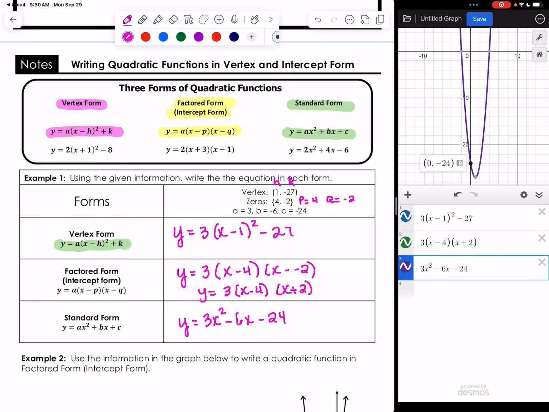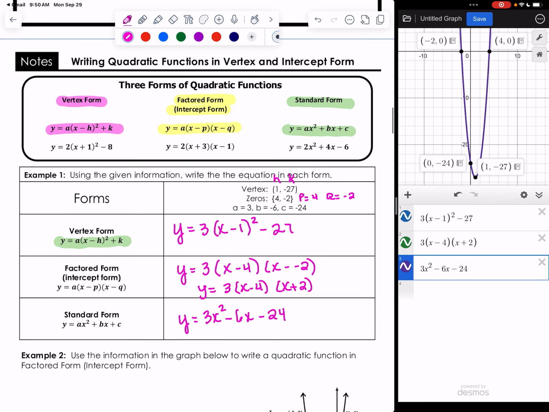Here we can see the y-intercept is the only thing that we really notice on a parabola written in standard form, (0, negative 24). It's the only thing that stands out to us from the equation. So I can go ahead and say, here's my vertex, here are my zeros. So there's our critical attributes of that function.